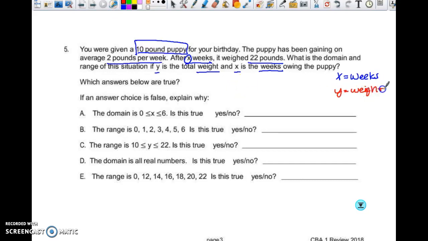Okay, and again, I'm looking for domain and range. So again, what is domain and range? Remember, don't forget it. Okay, so you are going to look at all of the answer choices listed. If an answer choice is false, explain why. So first of all, I know the amount of weeks I'm dealing with, so we get 1 week.